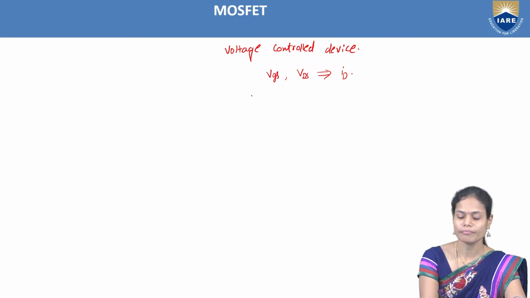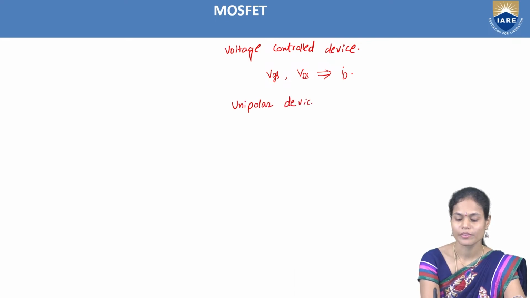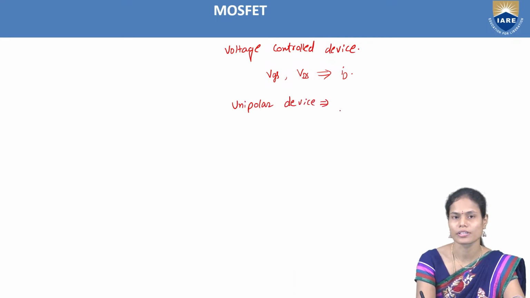And this MOSFET is a unipolar device. Why is it called a unipolar device? Because the current conduction is due to majority carriers. That depends on which type of channel MOSFET we are considering, and accordingly we will get those particular carriers as the majority carriers. So due to the flow of majority carriers in the device, the current conduction takes place in the MOSFET.